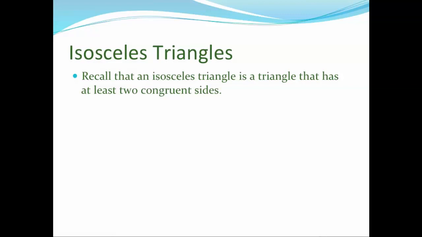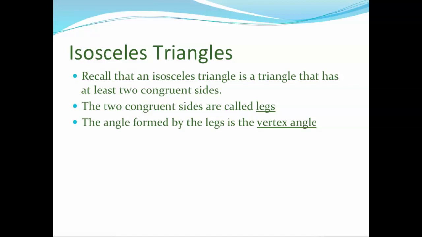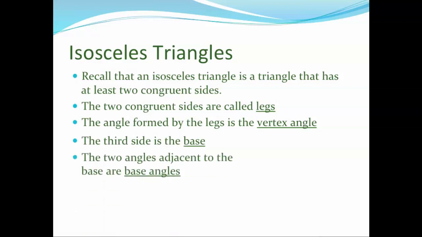Now those two congruent sides we call legs, and then the angle that's formed by the legs is what we call the vertex angle. The third side, that's not one of the congruent sides, is what we call the base. And then the two angles that are adjacent to the base are what we call the base angles.